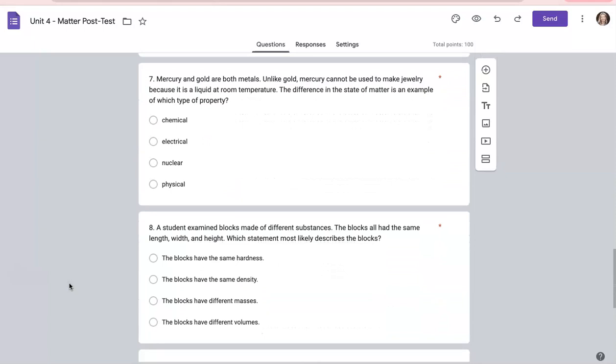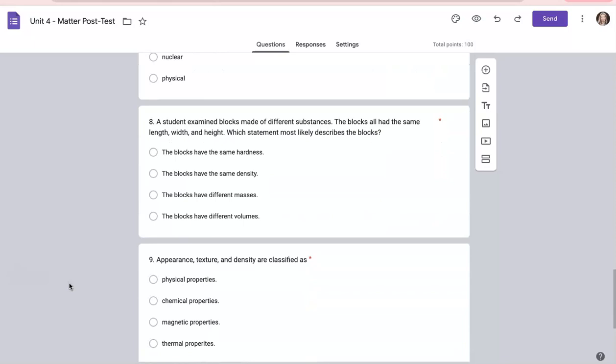Number 7, mercury and gold are both metals. Unlike gold, mercury cannot be used to make jewelry because it is liquid at room temperature. The difference in the state of matter is an example of which type of property? Chemical, electrical, nuclear, or physical?